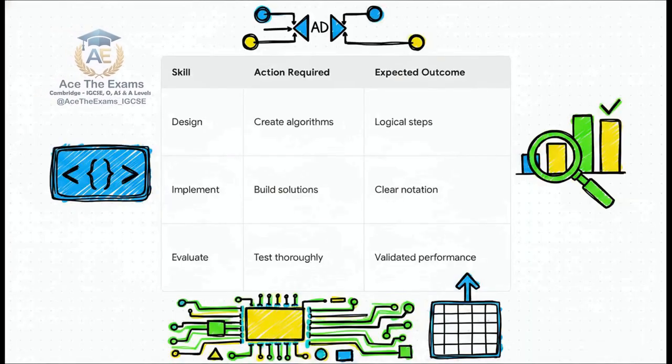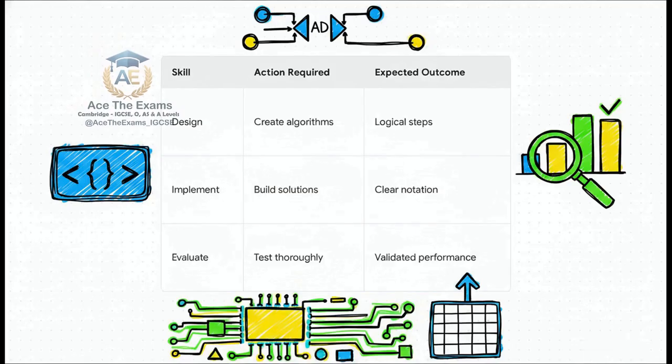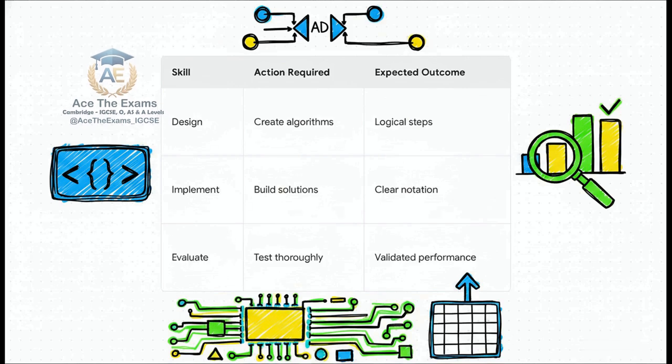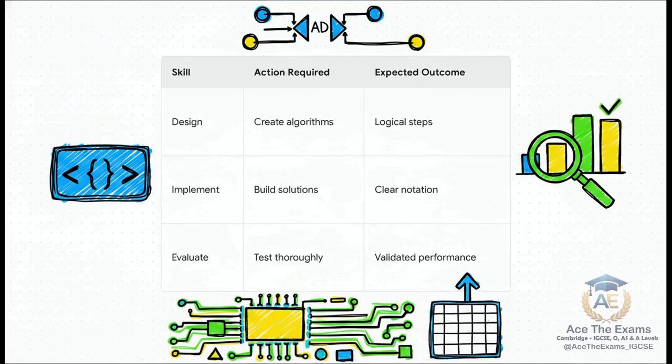This matrix summarizes our entire Pit Crew strategy today. It shows how the practical application of truth tables develops your broader programming skills. When you design, you create algorithms. When you implement, you build solutions with clear notation. And when you evaluate, you test thoroughly for validated performance. Mastering this isn't just an isolated skill. It's the foundation of your entire computer science capability.